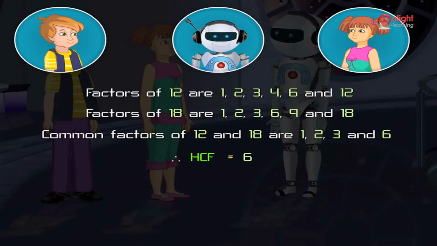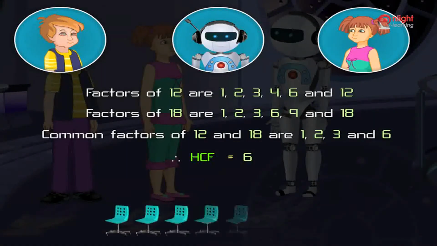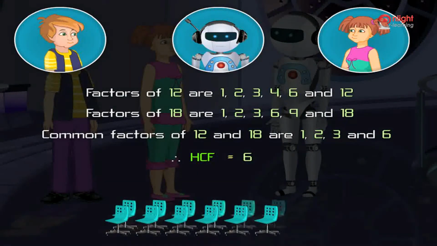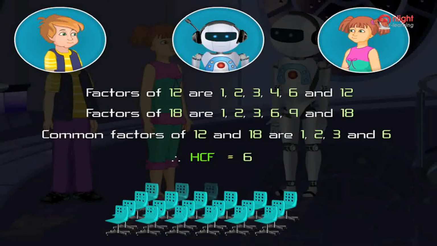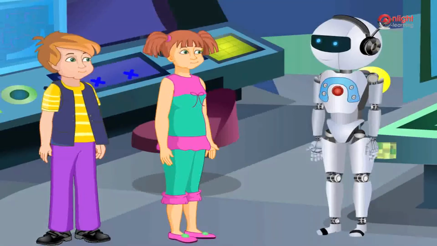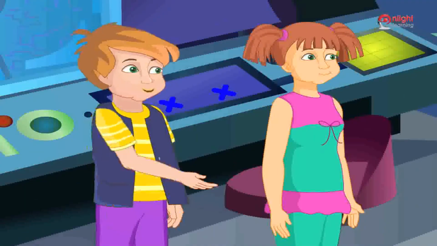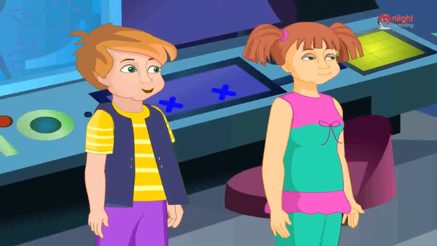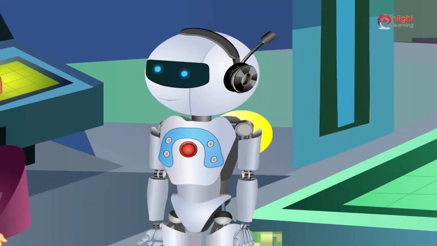By arranging 6 chairs in a row, your father's 12 friends can be seated in the first 2 rows and your mother's 18 friends can be arranged in the remaining 3 rows. That is wonderful! You are very smart, Chitti. You made us learn the highest common factors even while working. Thank you for the compliment, Akash.